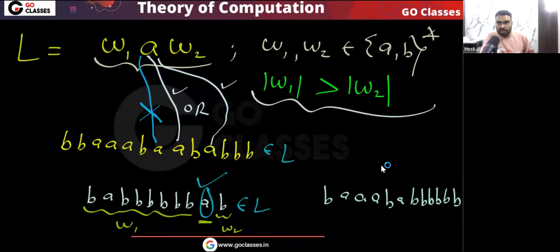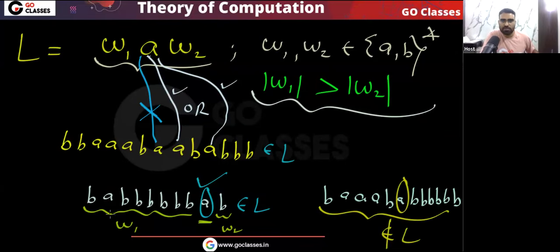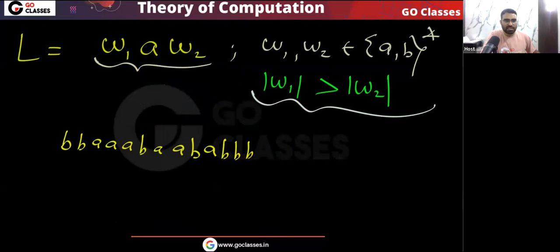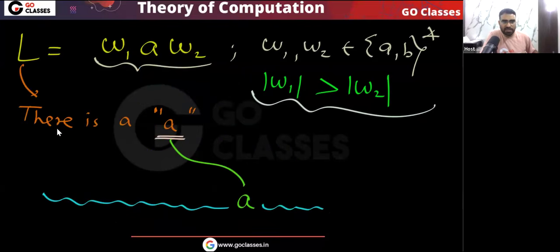Here, whatever A you take, even if you take the last A, this string does not belong to L. Whatever A you take, this will never belong to L. Are you getting my point? Did you understand the simple observation I'm making, that there is somewhere an A such that after this you have a small string and before this you have a long string.